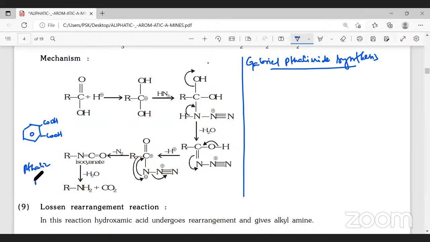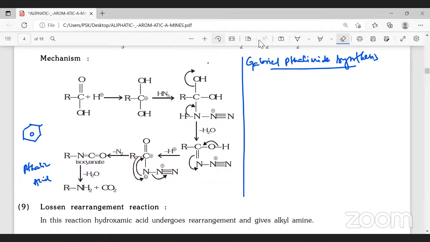This is called phthalic acid. Now, in this phthalic acid, if this OH group and this OH group are replaced by NH, then we get phthalimide.